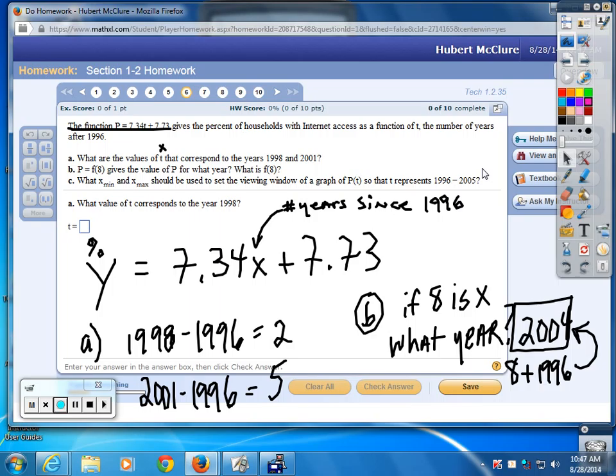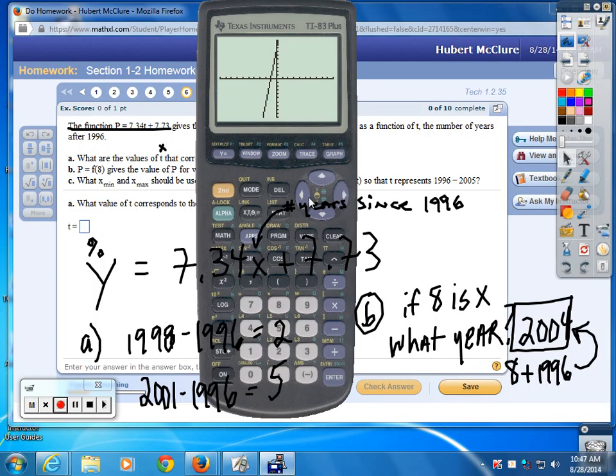Well, I would suggest 0 to what? What's 1996 from 2005, what would that be? 9? That's what I would probably suggest, but who knows? Let's try it. Go to window, and I'm going to set it from 0 to 10. That ain't going to work.